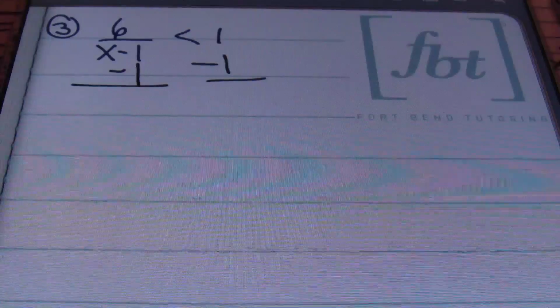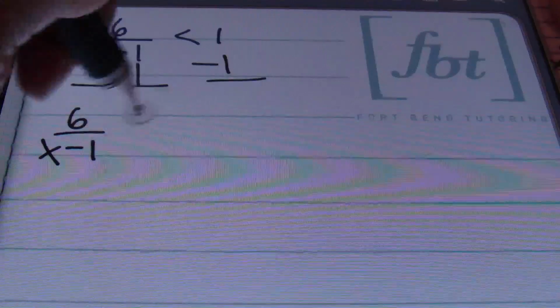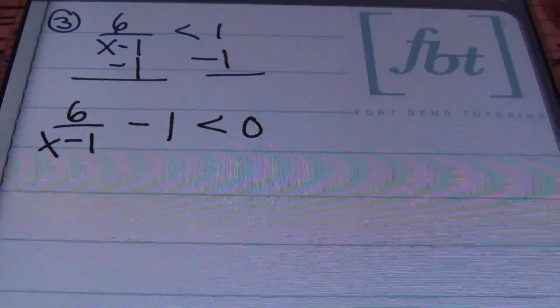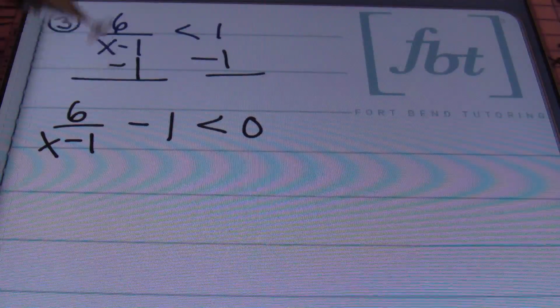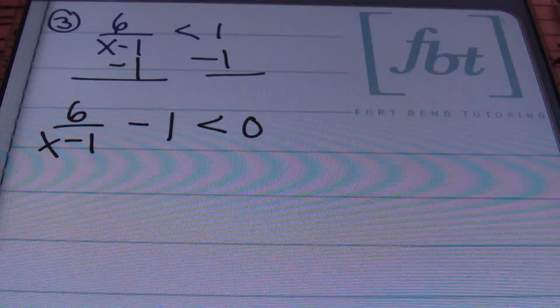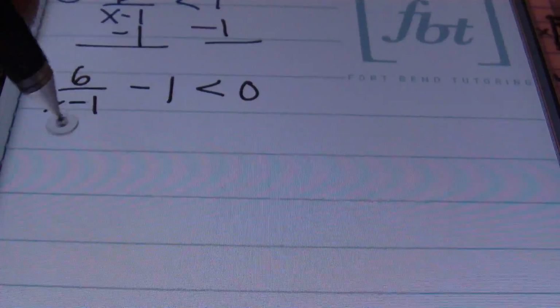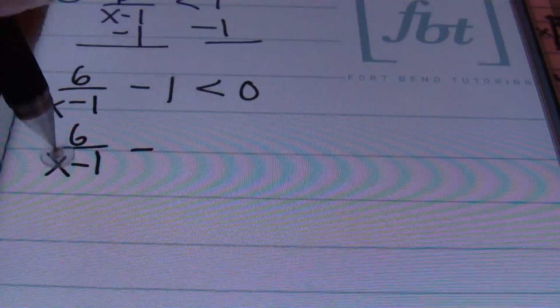So this is my first step. I'll end up with 6 over x minus 1 minus 1 being less than 0. All right, so one of the 2 conditions has already been met. But the second condition of me having one fraction has not been met yet. So that means I'm going to combine these 2 numbers. So I end up rewriting this as 6 over x minus 1, and I'm going to rewrite 1 as this denominator over itself. So this is going to be minus (x minus 1) over (x minus 1), which is less than 0.